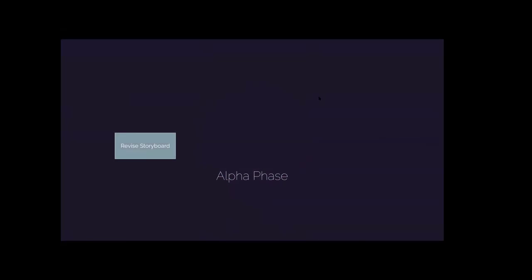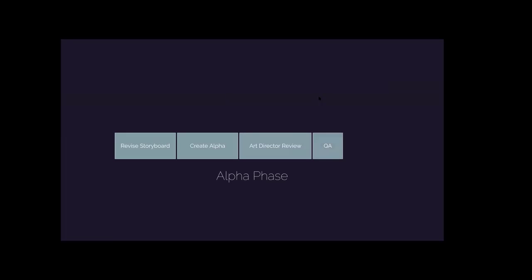So we take all that information from the storyboard, and as we move forward, we create this alpha phase, right? And again, like I was just saying before, this is just putting it inside of the tool, whatever it might be. But really, we want to see how everything is going to work together. In our case, we have one of our art directors review this final alpha. And then it goes to the QA and to the client review.